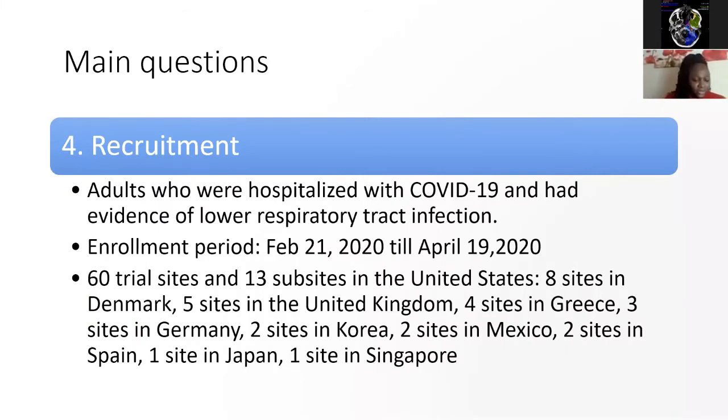Now for the recruitment, all the points I've highlighted are from the paper. If you look at even the first page under the results, it's already stated that a total of 1,062 patients underwent randomization. Regarding recruitment, all adults, that's 18 years and above, who were hospitalized with COVID-19 and had evidence of lower respiratory tract infection. The enrollment period, also from the paper, was from February 21st, 2020 to April 19, 2020.